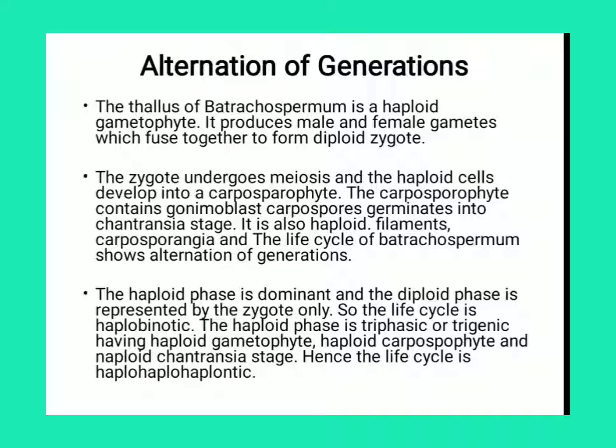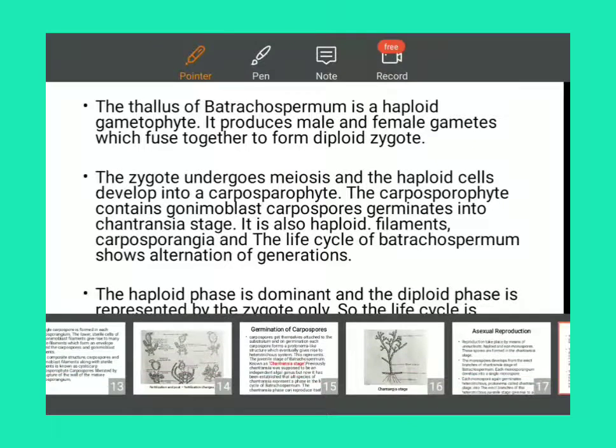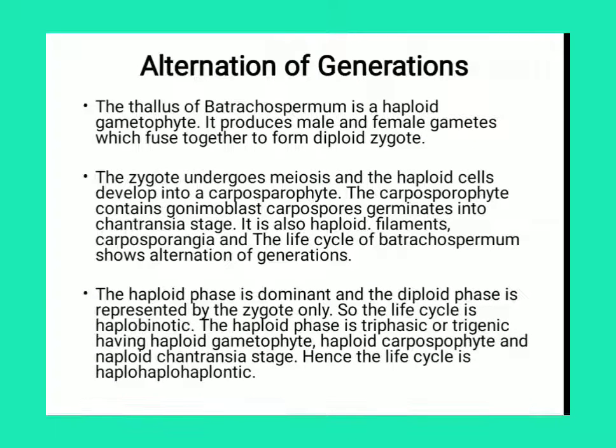And the haploid phase is triphasic, meaning the haploid phase develops three times in their life cycle: the haploid gametophyte, the haploid carposporophyte, and the haploid Chantransia stage. Hence their life cycle is known as haplontic. So the life cycle is haplontic, and it is also haplobiontic.